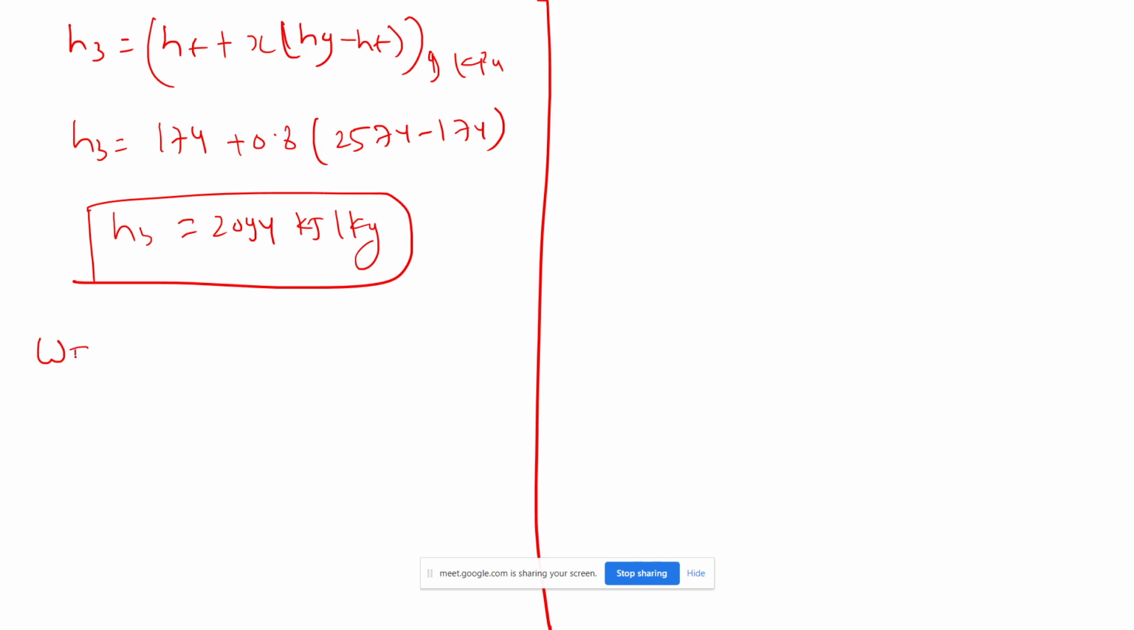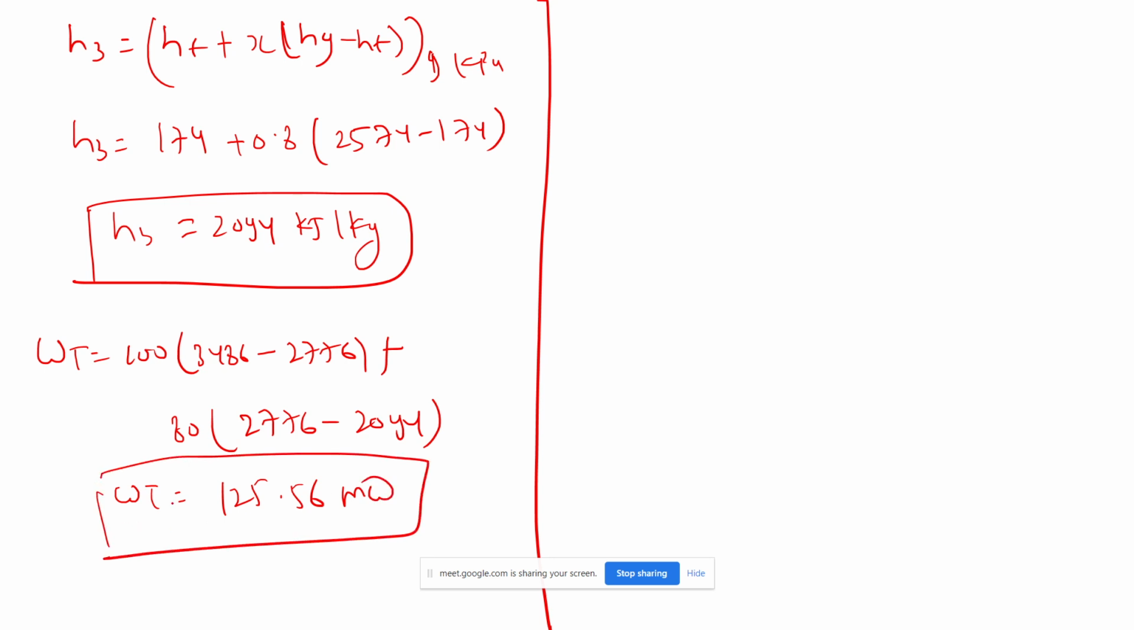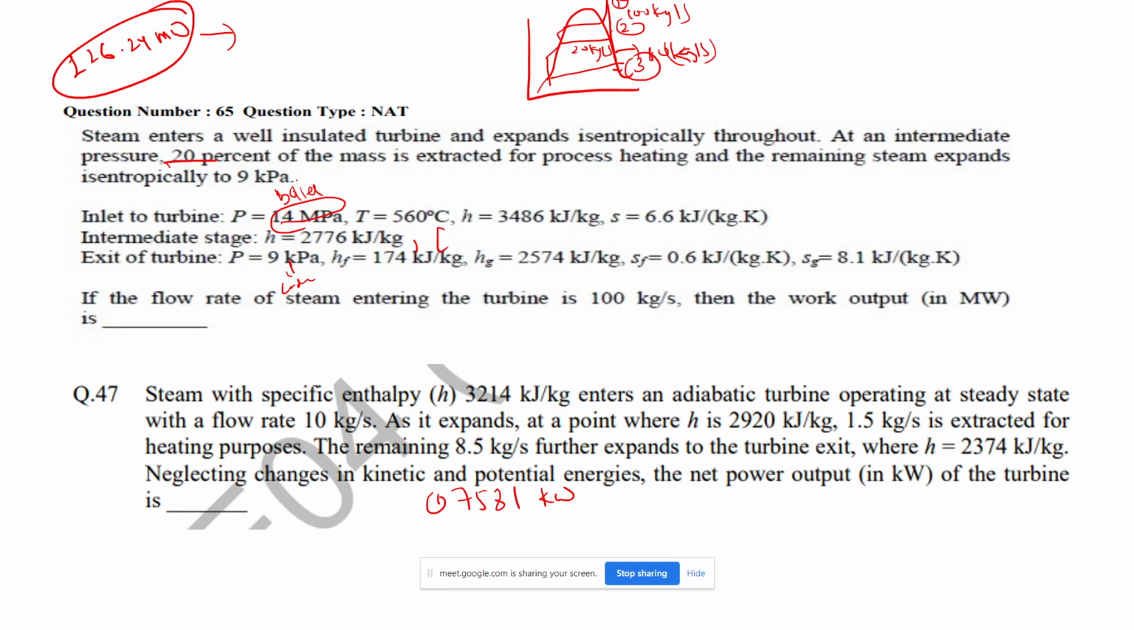So what is the net turbine work we are getting? 100 into 3486 minus 2776, plus 80 into 2776 minus 2094. So what are you getting? 125.56. Okay. Is everyone getting that? Because someone was getting 126.24 and one girl was getting 135.